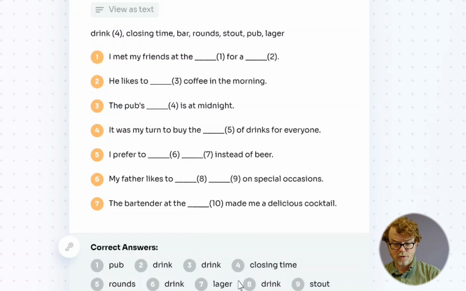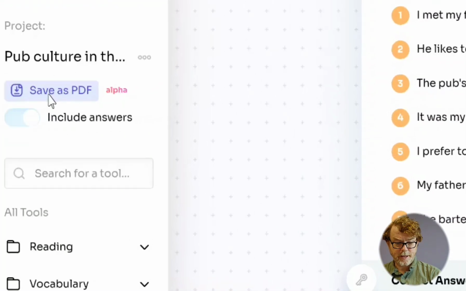Once you've finished creating them, on the left here, you can say save as PDF, and you can either include the answers or not, depending on whether you want them to do it together in class, or you want them to do it for homework and they can check the answers. I'll just include the answers for now. So I click Save as PDF.